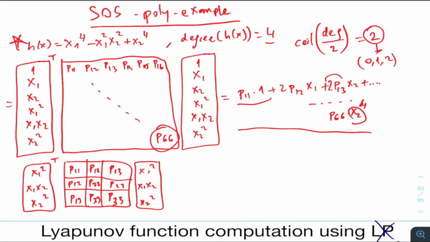And then you are going to impose the coefficient constraints, meaning you are just going to determine the coefficients of that polynomial and match them to the original polynomial. Meaning, for example, x1 to the 4, right? The coefficient here is 1.